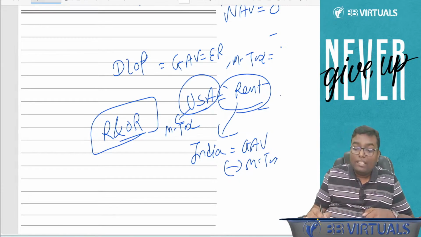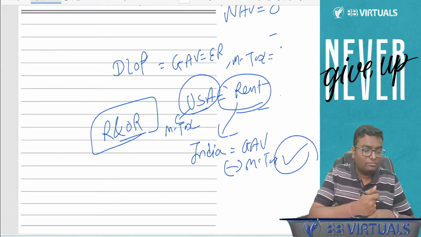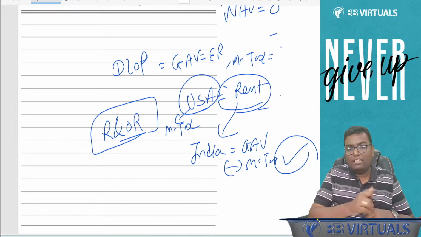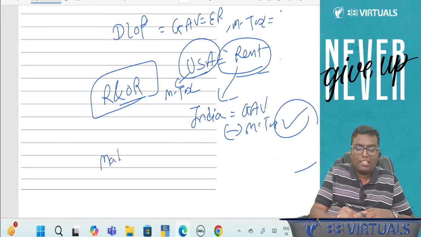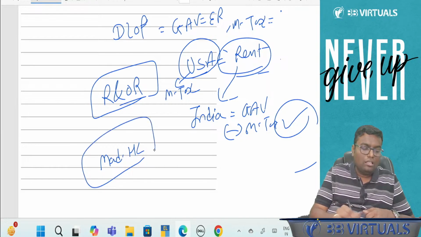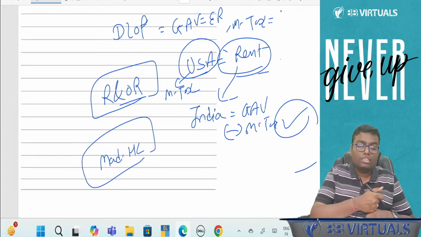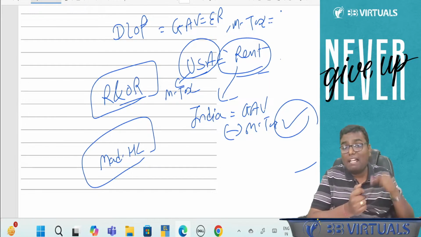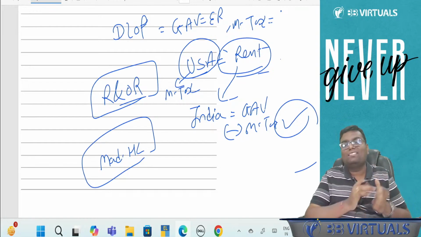The answer is yes, I will get the deduction. Why will I get the deduction? It is because of the Madras High Court judgment. What is the Madras High Court saying? If you can tax the income which belongs to another country, you have to give the deduction of the expense which is paid in another country.